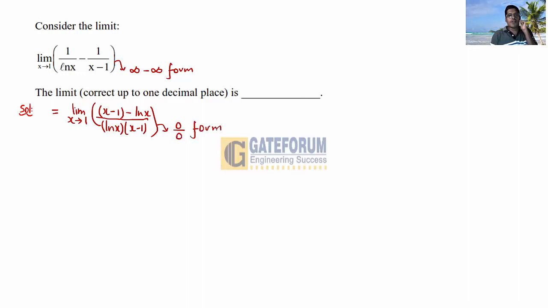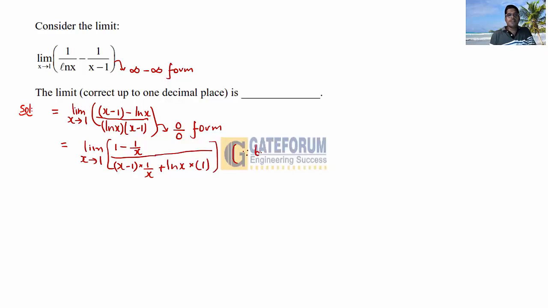Apply L'Hospital's rule. So this is limit x extends to 1. Differentiate numerator with respect to x, then denominator with respect to x. X minus 1 derivative with respect to x is 1. Log x derivative with respect to x is 1 upon x. Divided by the UV rule, product rule: V into U dash plus U into V dash. So x minus 1 into log x derivative, which is 1 by x, plus log x into x minus 1 derivative, which is 1.